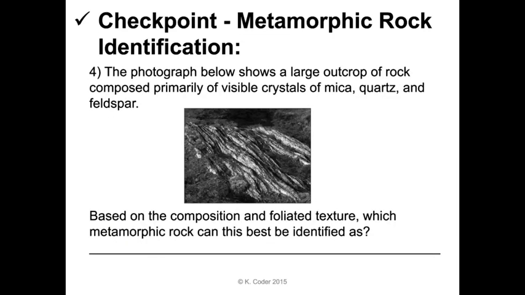The photograph below shows a large outcrop of rock composed primarily of visible crystals of mica, quartz, and feldspar. Based on the composition and the foliated texture, which metamorphic rock can this best be identified as? Now, the key words within the question were foliated texture. So we know it's got to be a rock on the top of our chart. It also tells us that it has visible crystals of mica, quartz, and feldspar. So this will be classified as schist.